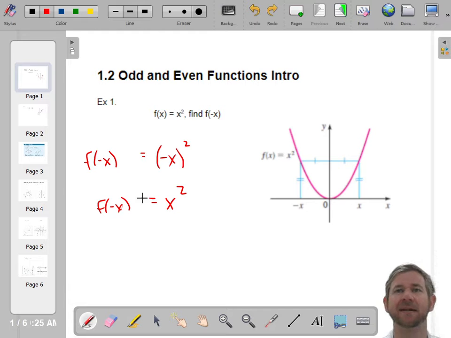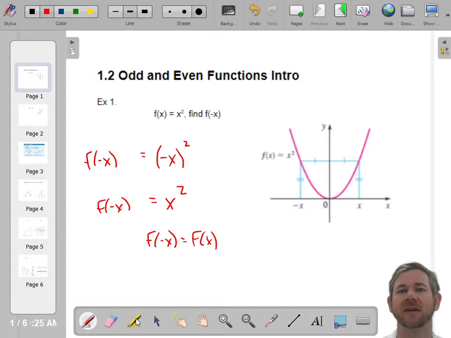And what's happening here is we're saying it doesn't matter if you plug in a positive or negative. If you're going to square it, it ends up being the same. So here, f of negative x is the same as f of x. Look, here's f of negative x, and here's f of x. They both equal x squared. So how we call this is we say f of x is an even function.